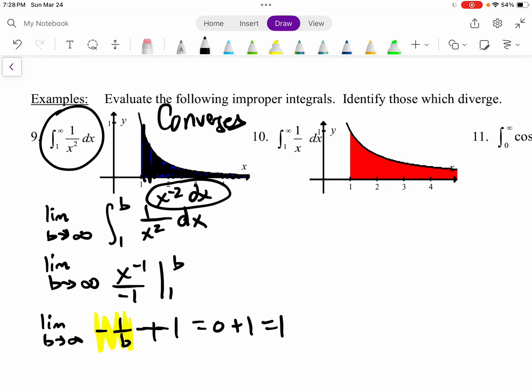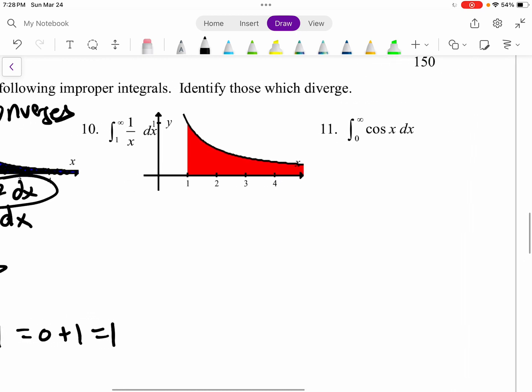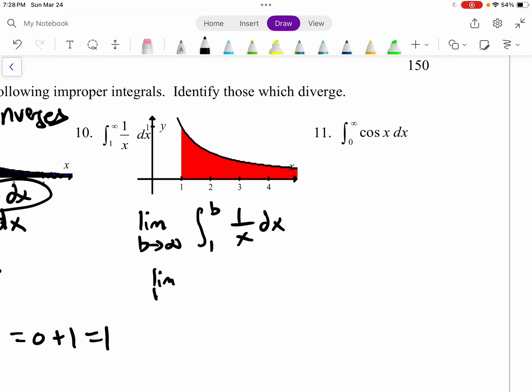We'll look at number 10. Number 10 is actually an example of one that diverges. Okay. So we set it up the same way, though. We're just going to say the limit as b approaches infinity of the definite integral from 1 to b of 1 over x dx. Okay, so we're going to integrate that. So we get the limit as b approaches infinity of the ln of the absolute value of x. We're evaluating it from 1 to b.